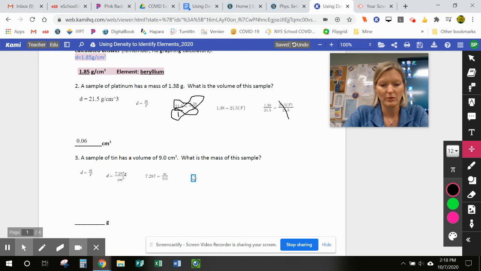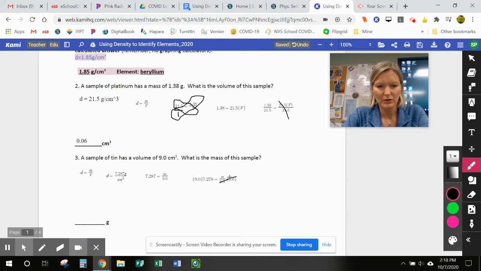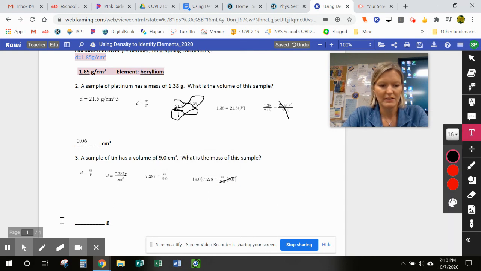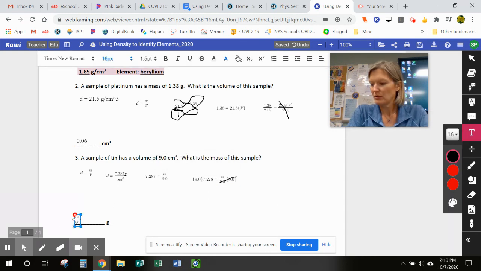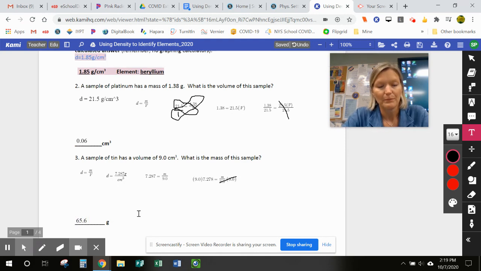And what that looks like now is 9.0 times 7.287 equals mass divided by 9.0 all times 9.0. And when we do this, these 9.0s will cancel out, leaving us mass all alone. So then all we have to do is multiply 9 times 7.287, and we end up with 65.6 for an answer. Now this is really briefly how you do some of these problems.